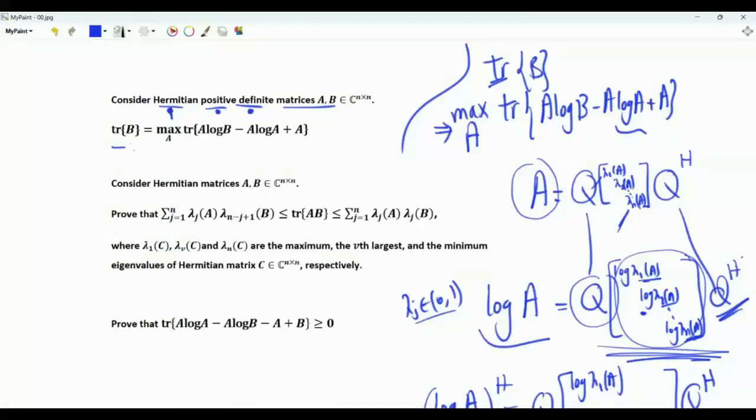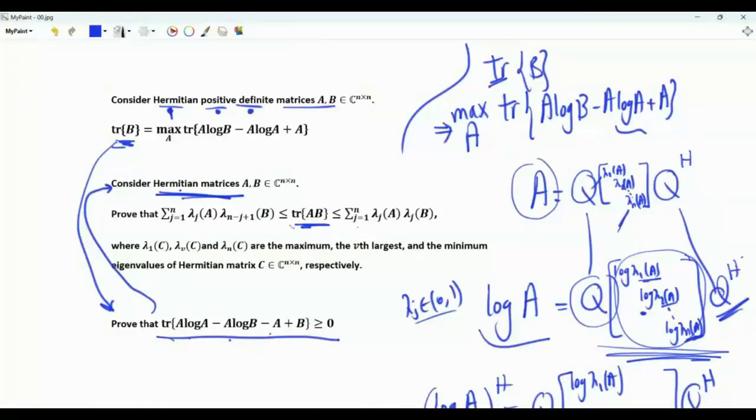To prove our variational characterization of the matrix trace, we will need to prove this inequality, that the trace of B minus A plus A log A minus A log B is non-negative. To prove this result, we will need a widely known result about the trace of the product of two Hermitian matrices. This result is not specific to positive definite or positive semi-definite matrices. The matrices just need to be Hermitian. The trace of the product is upper bounded and lower bounded by sums that involve the eigenvalues of A and the eigenvalues of B. We start by proving this very useful result, then we prove this inequality, and then we go back to the variational characterization.